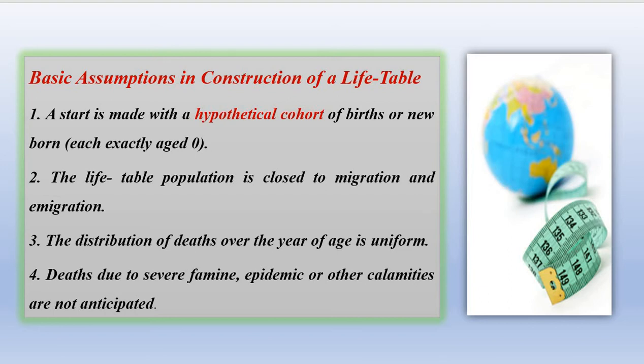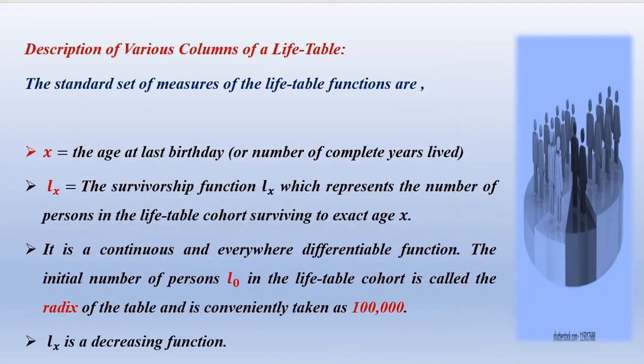Basic assumptions in construction of a life table. A start is made with a hypothetical cohort of births or newborns, each exactly at age 0. The life table population is closed to immigration and emigration. The distribution of deaths over the year of age is uniform. Deaths due to severe famine, epidemic, or other calamities are not anticipated.